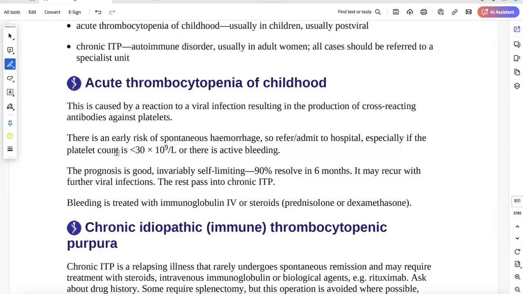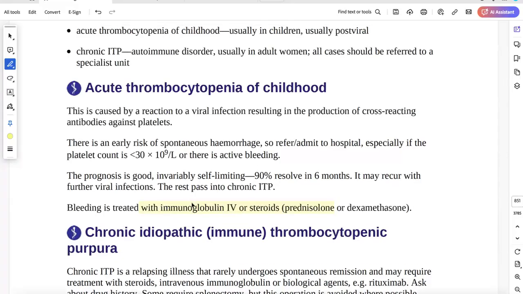to the hospital, and many times they might need a platelet transfusion, or the treatment is mainly with IV immunoglobulin or steroid. So not platelet transfusion, sorry. Mainly you will need to treat these patients with IV immunoglobulin or steroid. Okay. If between these two they want you to choose, IV immunoglobulin is the main treatment. And the prognosis is good for this ITP because most of the time it is self-limiting. In 90% of cases, it will be totally resolved in 6 months.